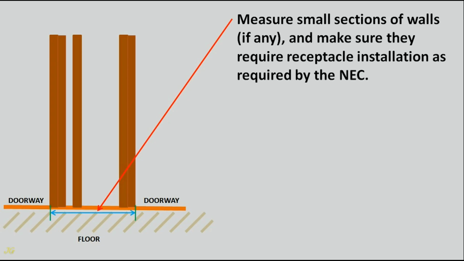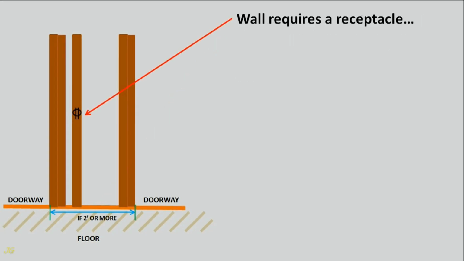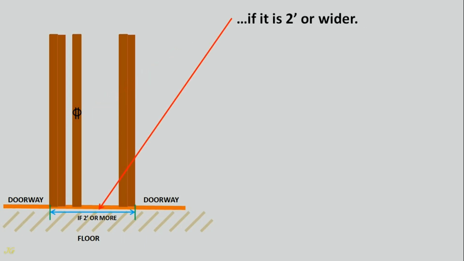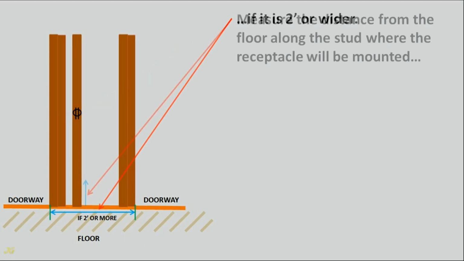Measure small sections of walls, if any, and make sure they require a receptacle installation as required by the NEC. A wall requires a receptacle if it is 2 feet or wider.